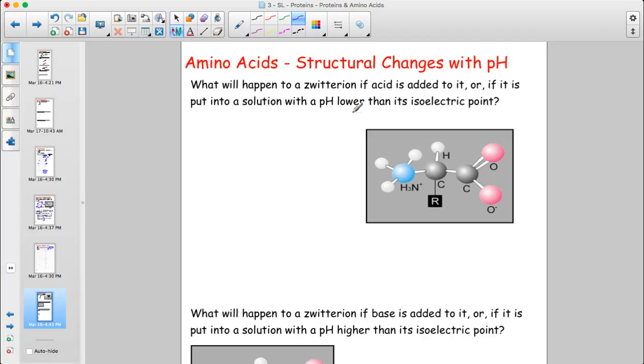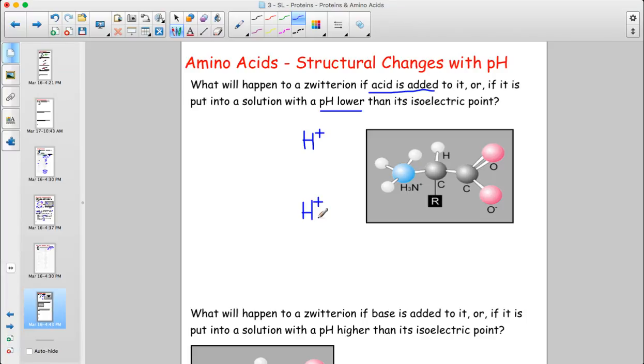But what if the pH is lower than that? If the pH is lower, that's kind of like saying that you're adding acid, so you should associate acid with H+. If you think about this structure here, there's a positive charge on this end and a negative charge on this end. If you put this amino acid into a solution with lots of H+, try to think, where are those H+ going to be attracted to? What is going to happen? I will give you a second to think about it.